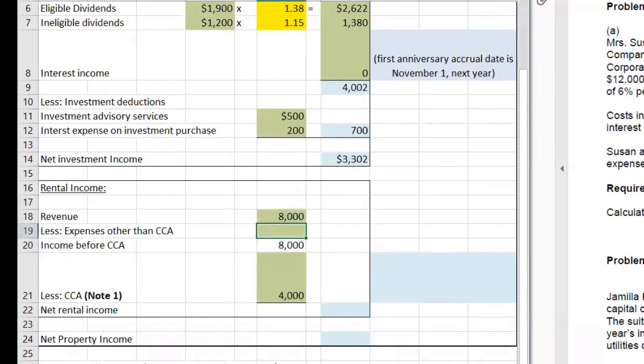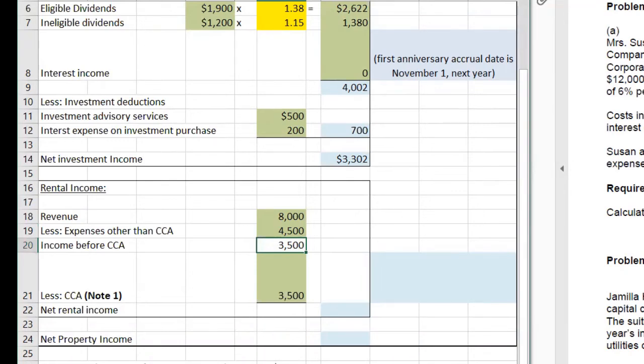We have some expenses that were incurred of $4,500. So we're going to plug in $4,500 right here. The difference between those two is $3,500. So that is our net rental income before capital cost allowance. Now we know that the maximum capital cost allowance, and we've been given this, right? So presumably there are a whole bunch of capital assets here that are being depreciated. If we were to determine the maximum amount, it's $4,000 as given here.